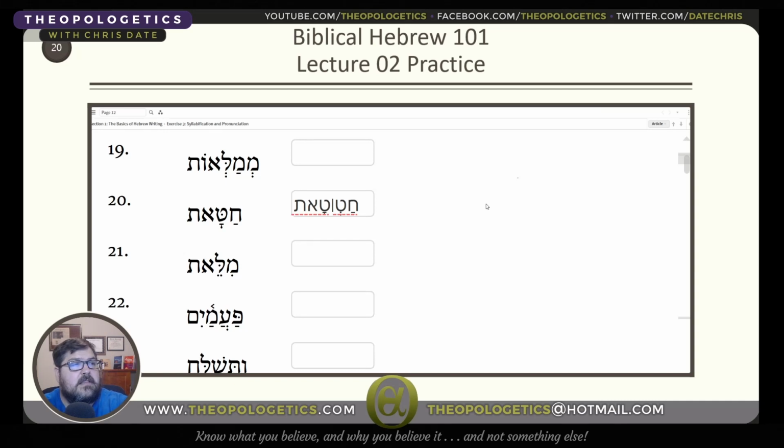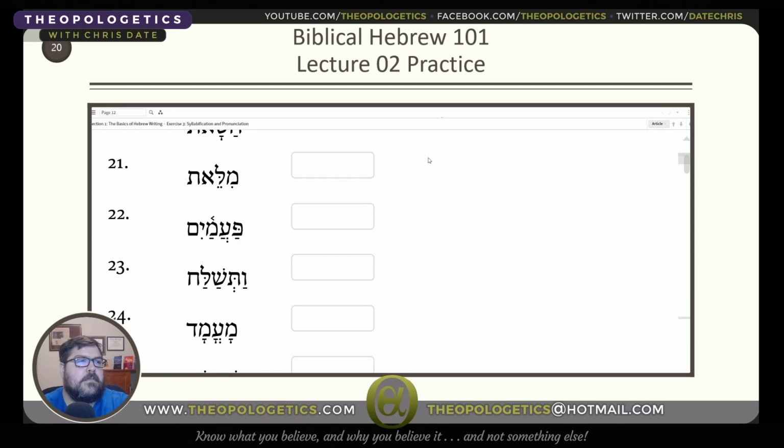I would syllabify it this way. But that makes me think that the rule I gave you for the quiescent aleph might be a little bit incomplete, because I thought that the aleph closes the syllable, but actually in this case it's the tav that closes the syllable. So that's interesting. I think that's the right answer. If I'm wrong about that, let me know.